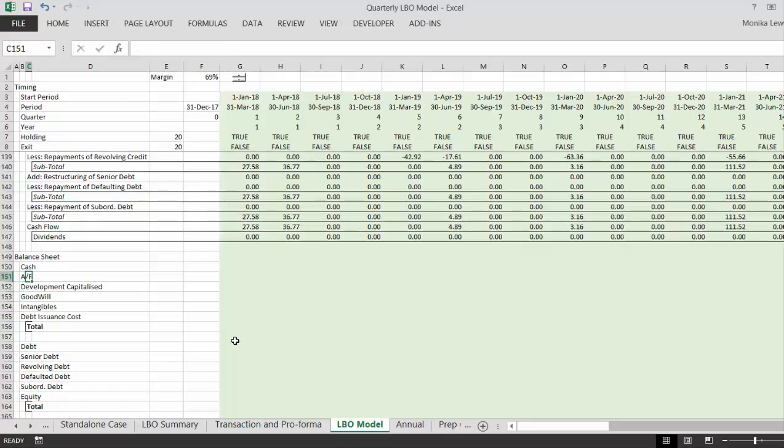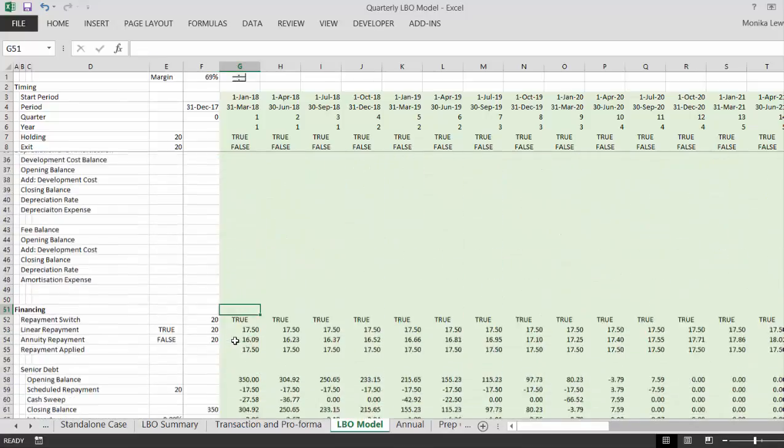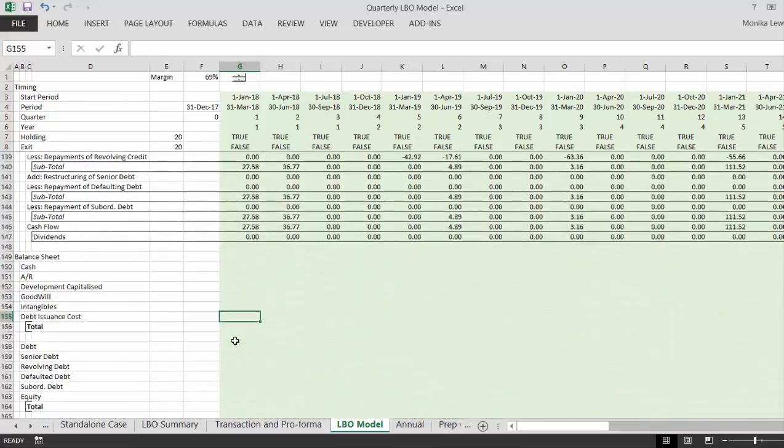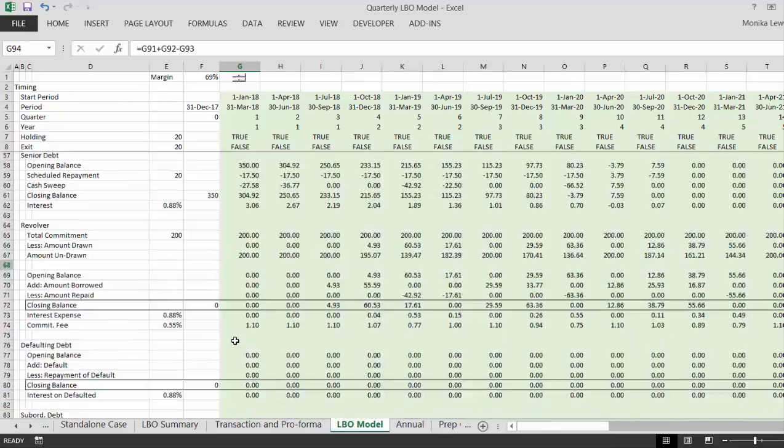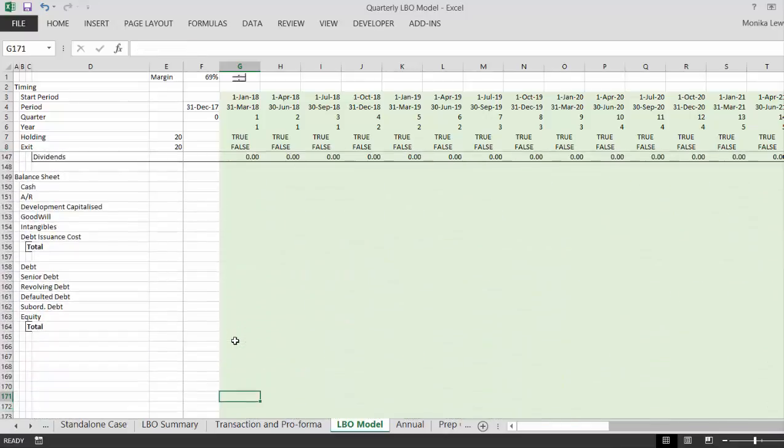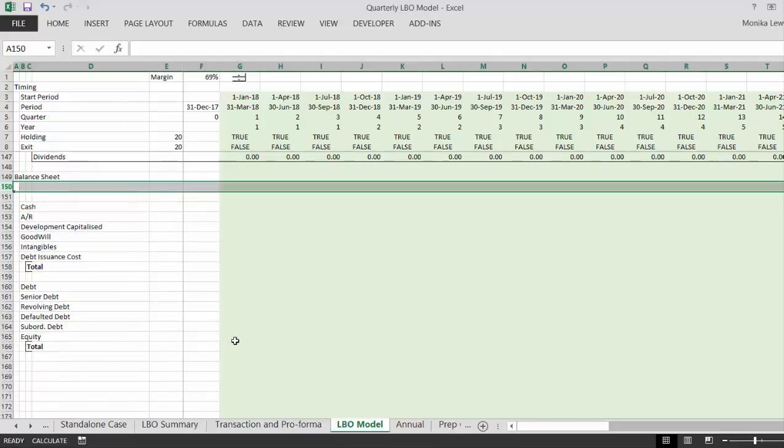Now, all of these ones, just the same way we did it. Well, it's not exactly the same. We can take this one plus the accounts payable. Development capitalized we get from the closing balance. Goodwill we'll just hold flat. Intangibles we'll hold flat. This will be the unamortized fee balance stuff we have up here. The senior debt, there'll be a closing balance for the senior debt. There'll be a closing balance for the revolver. There'll be a closing balance for the defaulted debt, subordinated debt, and the equity, just like we did before, we'll have an equity balance account.